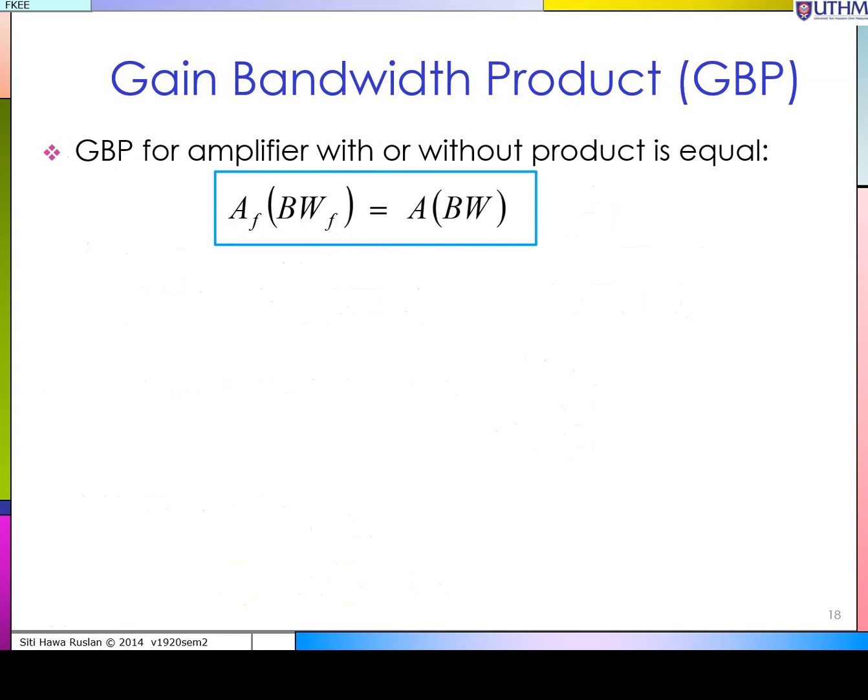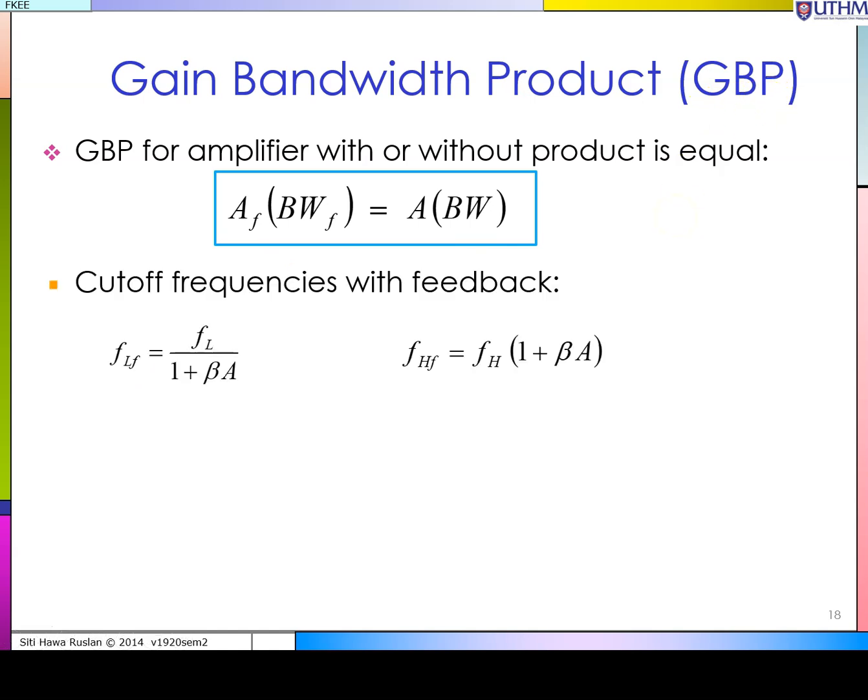One thing that you have to know about a circuit having negative feedback is the gain bandwidth product, GBP. Gain is AF, this is the bandwidth. This is gain A, this is the bandwidth. Gain multiplied with bandwidth. So that's why it is the gain bandwidth product. Okay. This thing is important because most of the data sheets will give the gain bandwidth product for the amplifier that you use in the circuit.